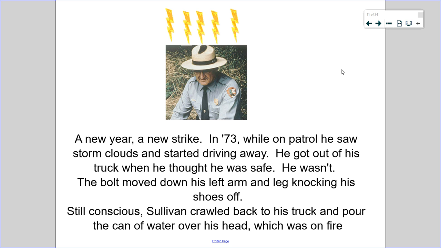Well, a new year, a new strike. In 73, while on patrol, he saw storm clouds and he started driving away. He drove for quite a while and the storm seemed to be following him, but as he got far enough away, he got out of his truck when he thought he was safe. He wasn't. The bolt moved down his left arm and leg, knocking his shoes off. Still conscious, he crawled back to his truck and poured the can of water over his head because it was on fire.